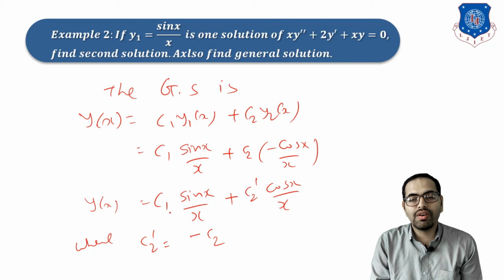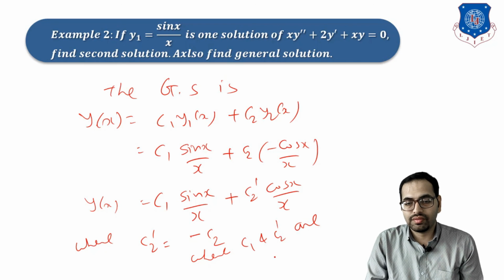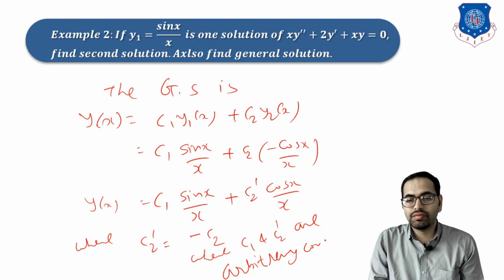y of x equal to c1 sin x by x plus c2 dash cos x by x, where c1 and c2 dash are arbitrary constants.